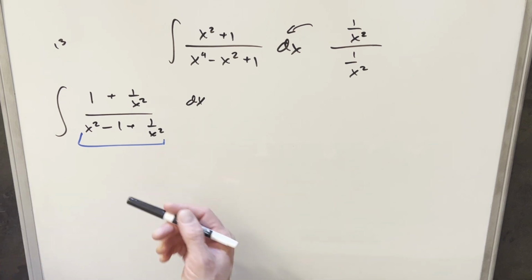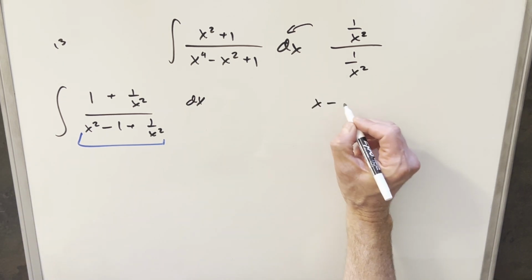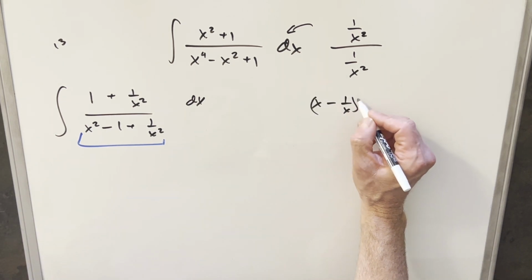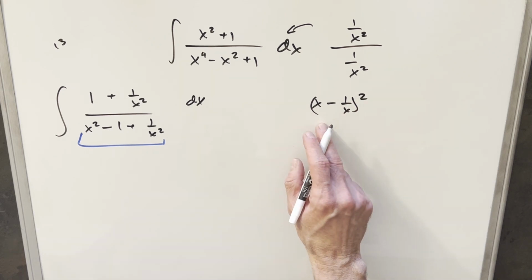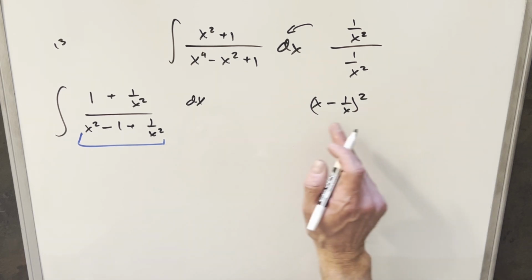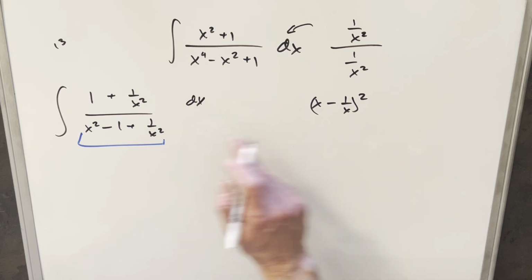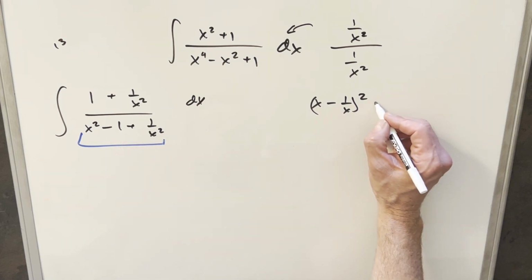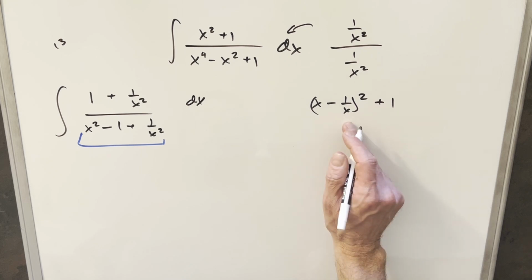Now notice I can factor this two ways. I could write this as (x minus 1 over x) squared. Multiplying that out, we get x squared plus 1 over x squared. The middle terms will give us a minus 2. Well, we have a minus 1 there, so I need to add a plus 1, so I'm not changing it.